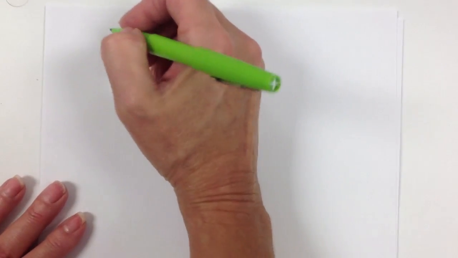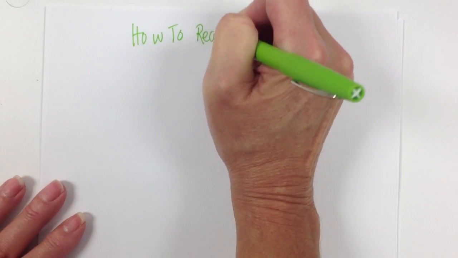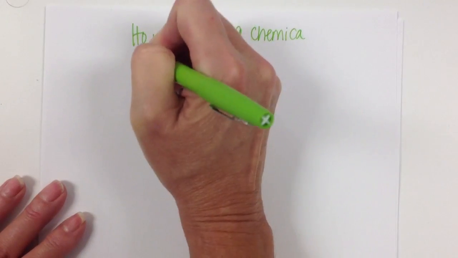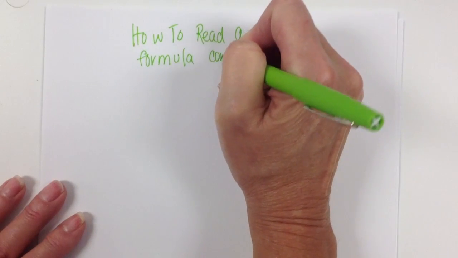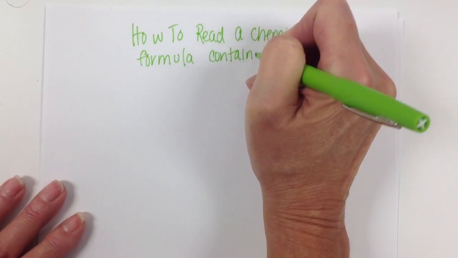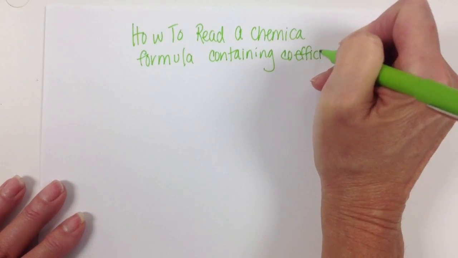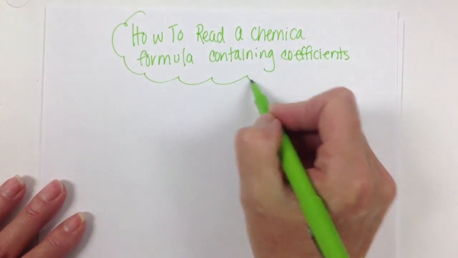Okay, so now that we have learned how to read a subscript in a chemical formula and what chemical formulas mean, today we're going to look at how to read a chemical formula containing coefficients. So that is our topic.